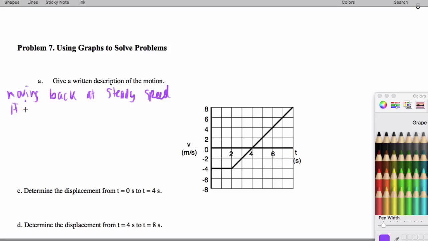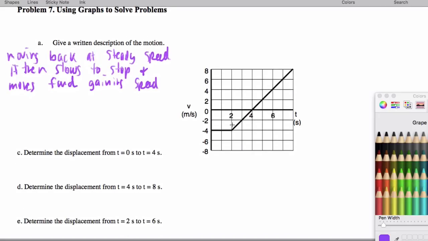It then slows to a stop and moves forward, gaining speed. To get the displacement, we will take the area.